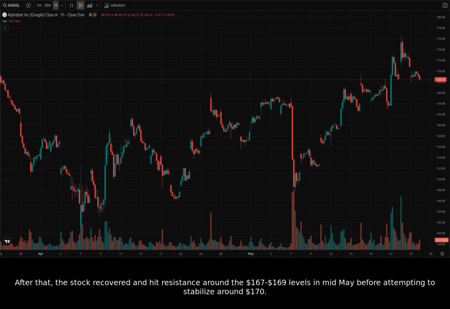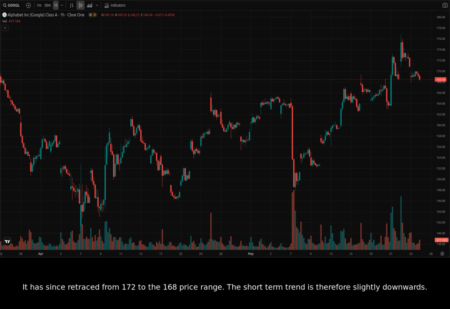After that, the stock recovered and hit resistance around the $167 to $169 levels in mid-May before attempting to stabilize around $170. It has since retraced from $172 to the $168 price range. The short-term trend is therefore slightly downwards.